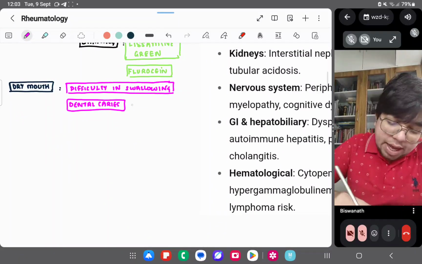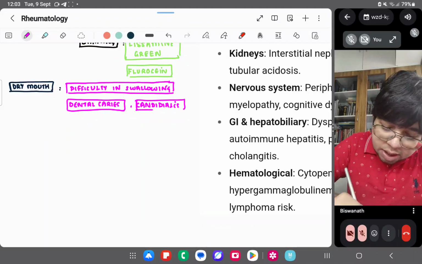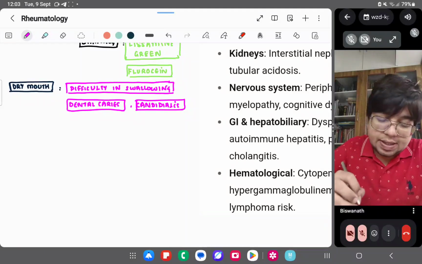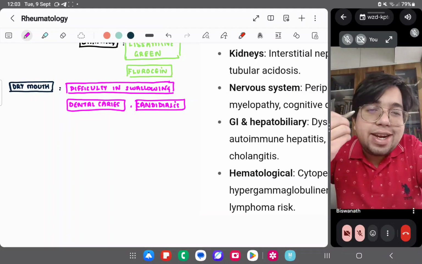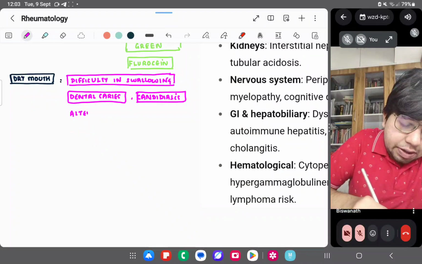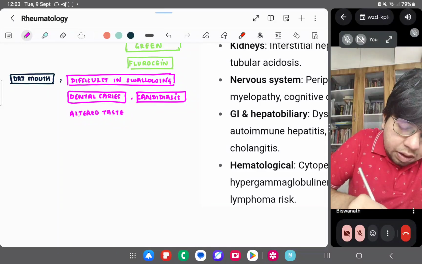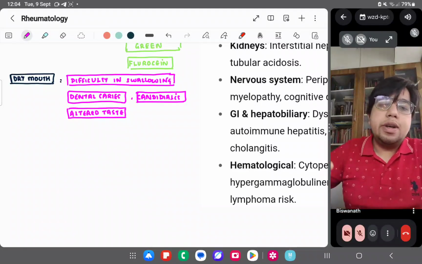Dry mouth, dental caries. You can get oral candidiasis, oral thrush, all the time things like that. The patient says that he has a metallic taste, or you can write altered taste. Altered taste, right?